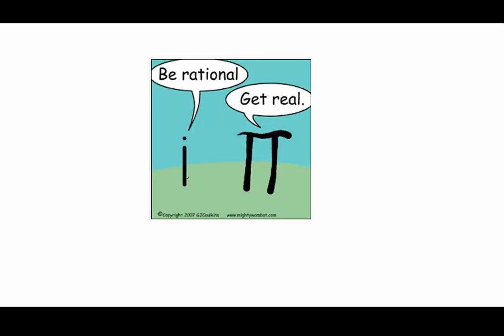Okay, time for a joke. This is i. i says to pi, be rational. We know that pi is a real number, but pi is irrational. And we know that i is not a real number. i is an imaginary number. So i says to pi, be rational, and pi says to i, get real. Ha ha ha.